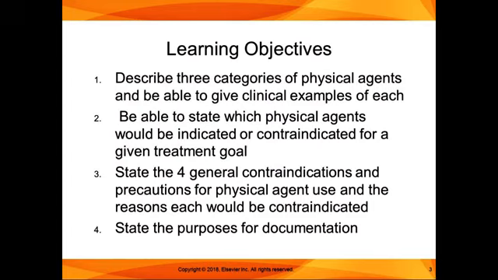I want you to be able to describe 3 categories of physical agents and be able to give a clinical example of each. Be able to state which physical agent would be indicated or contraindicated for a given treatment goal. And we'll talk about individual treatment goals. State the 4 general contraindications and precautions for physical agent use and the reasons why each would be contraindicated.